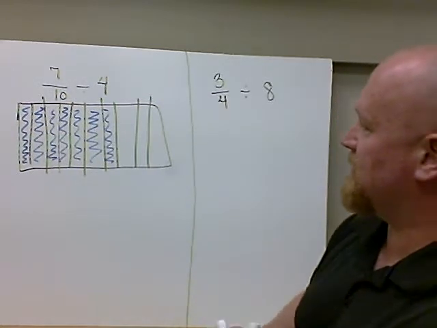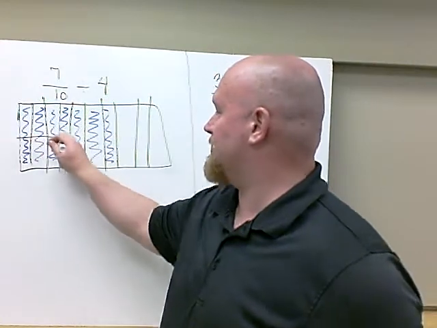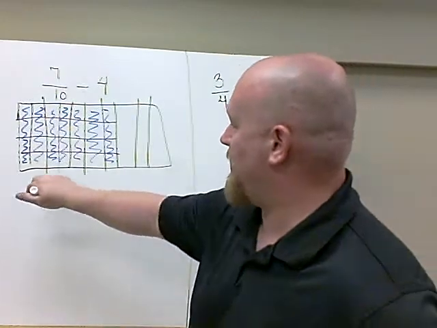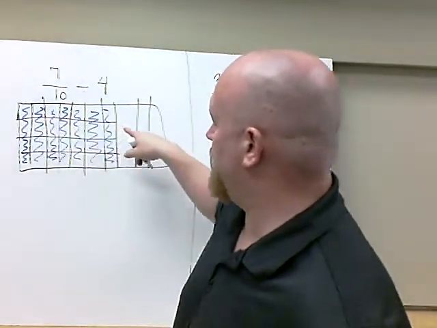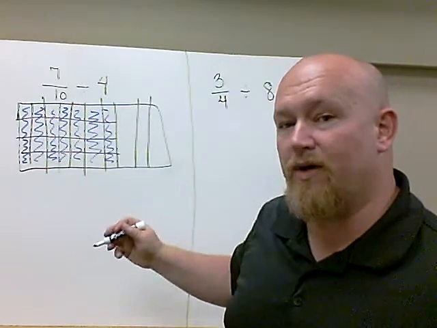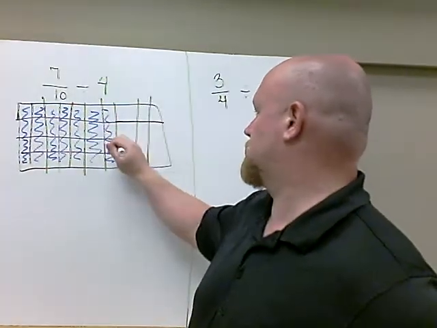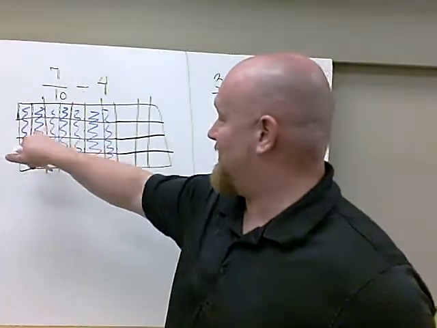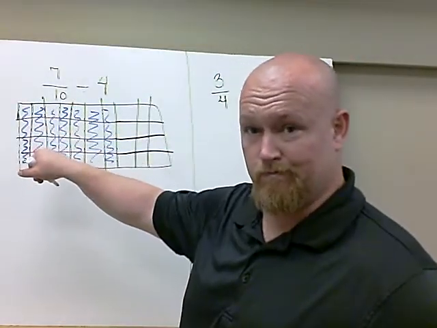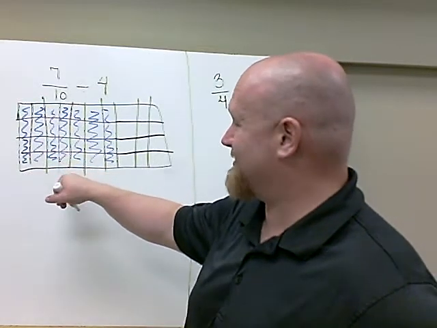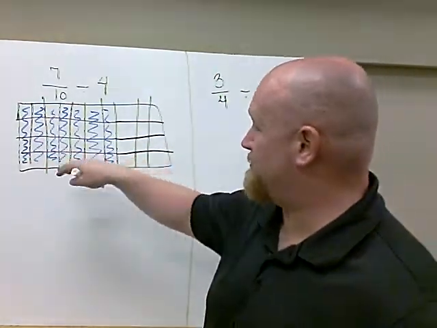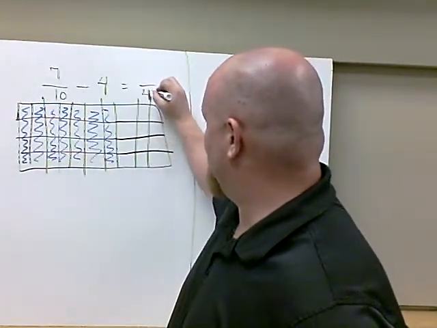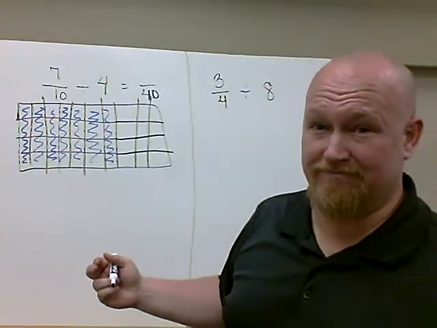So if I take this 7/10 and I split it into 4 pieces, divide it by 4, now I have 1 row, 2 rows, 3 rows, 4 rows. But I've got to go all the way through the whole. Now I have a lot of little parts. Okay? In fact, 10 columns by 4 rows, there's 40 parts there. And I've got to figure out how many I've got colored in.